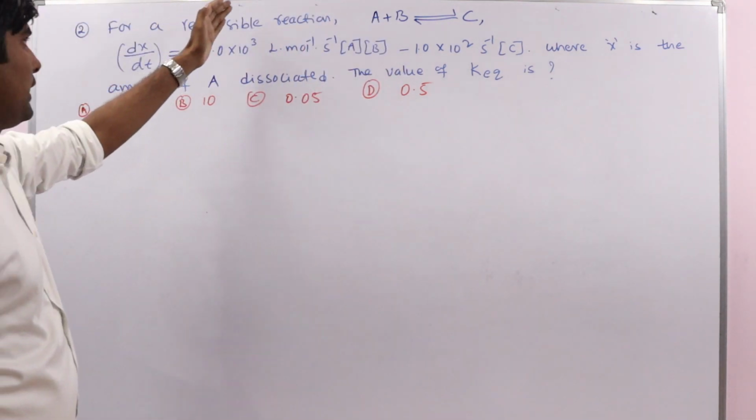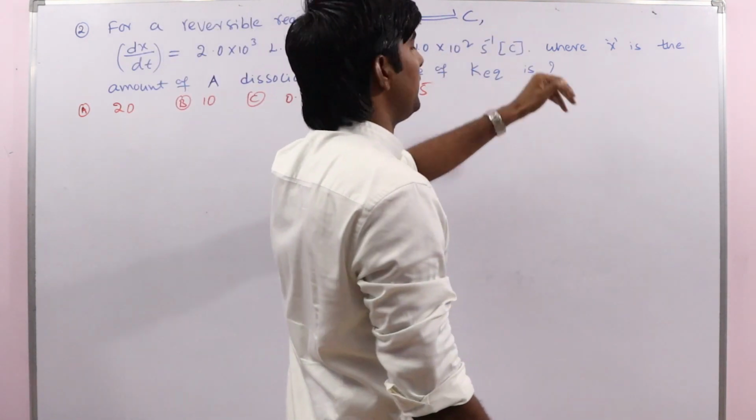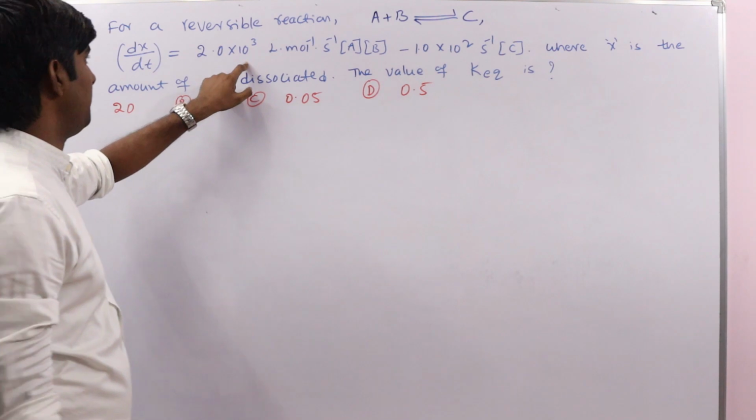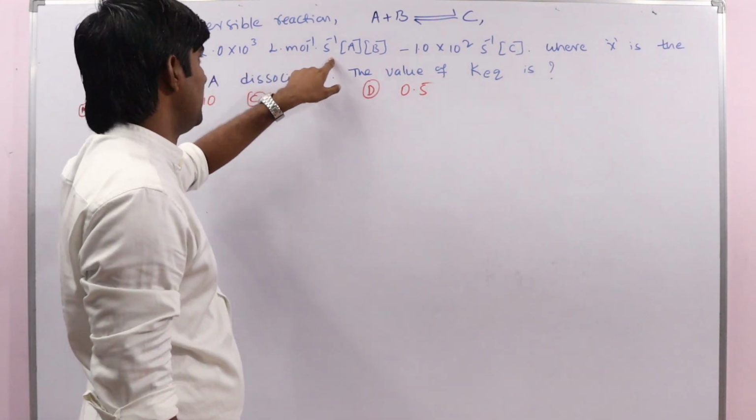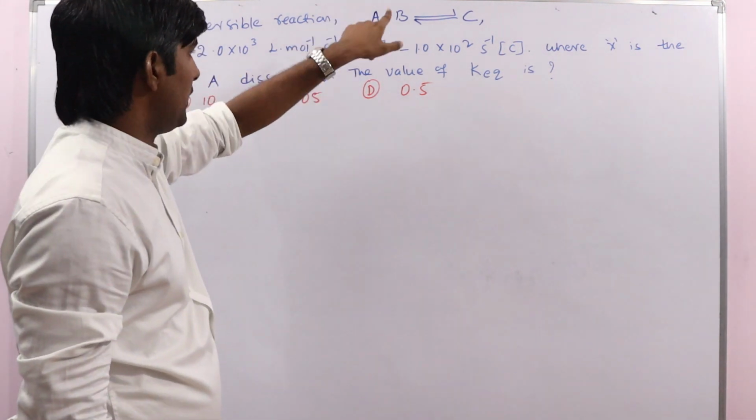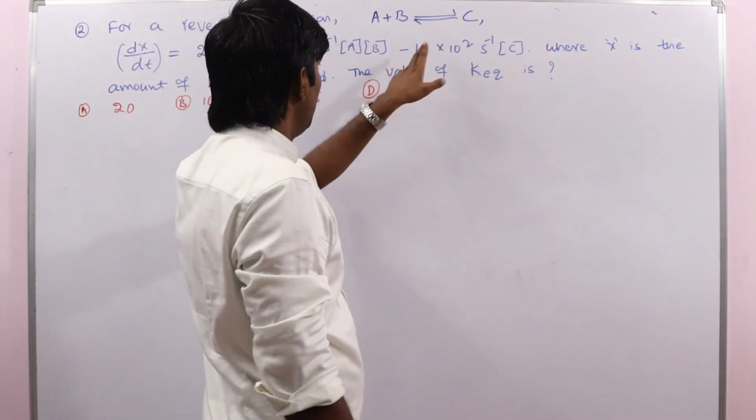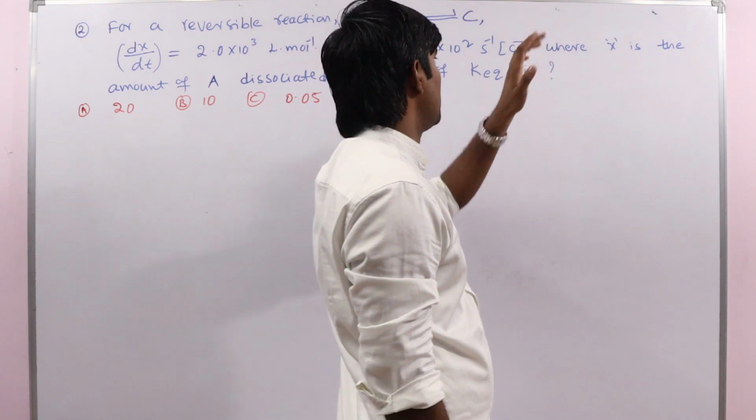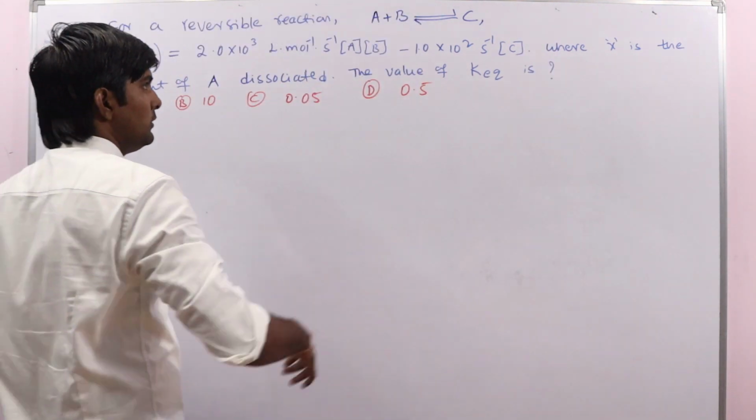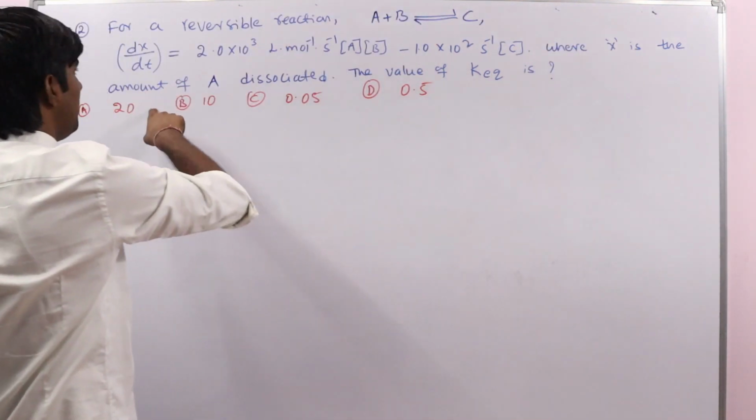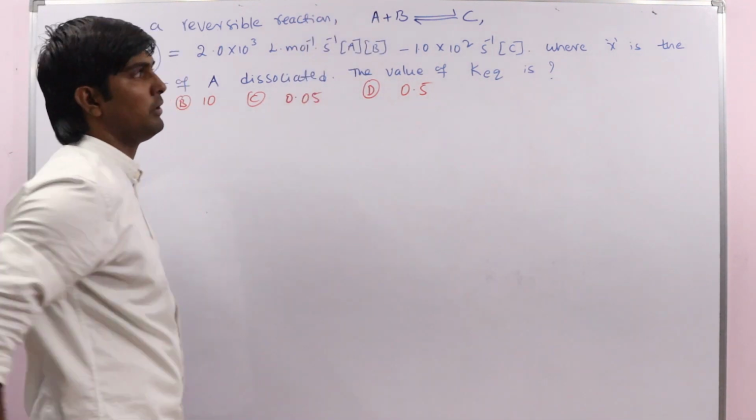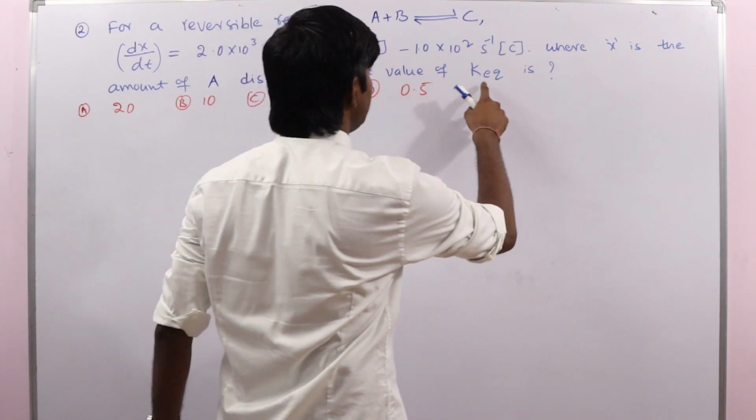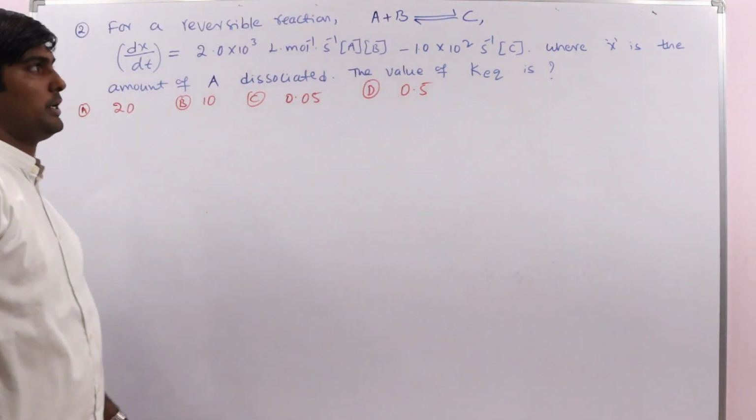For a reversible reaction, A plus B gives C, dx by dt equals 2.0 into 10 power 3 liter mole inverse second inverse, concentration of A into concentration of B, minus 1.0 into 10 power 2 second inverse into concentration of C, where X is the amount of A dissociated. Then what is the value of the equilibrium constant?